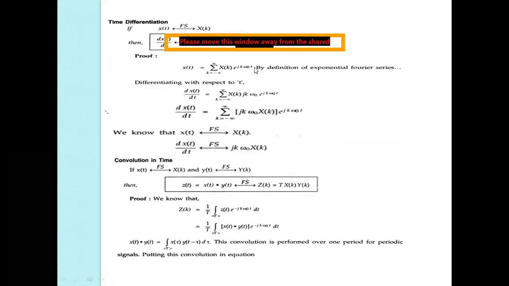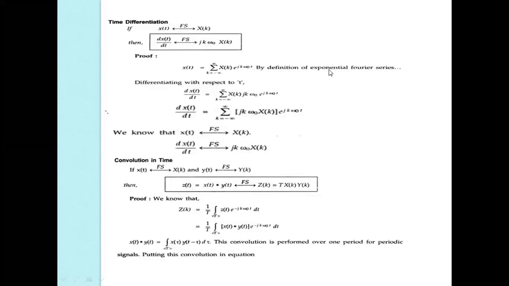That is the time differentiation property. Here is the statement: if x of t has Fourier series coefficients x of k, then you can prove that the derivative of the input function x of t, applying the Fourier series, will give jk omega naught x of k.